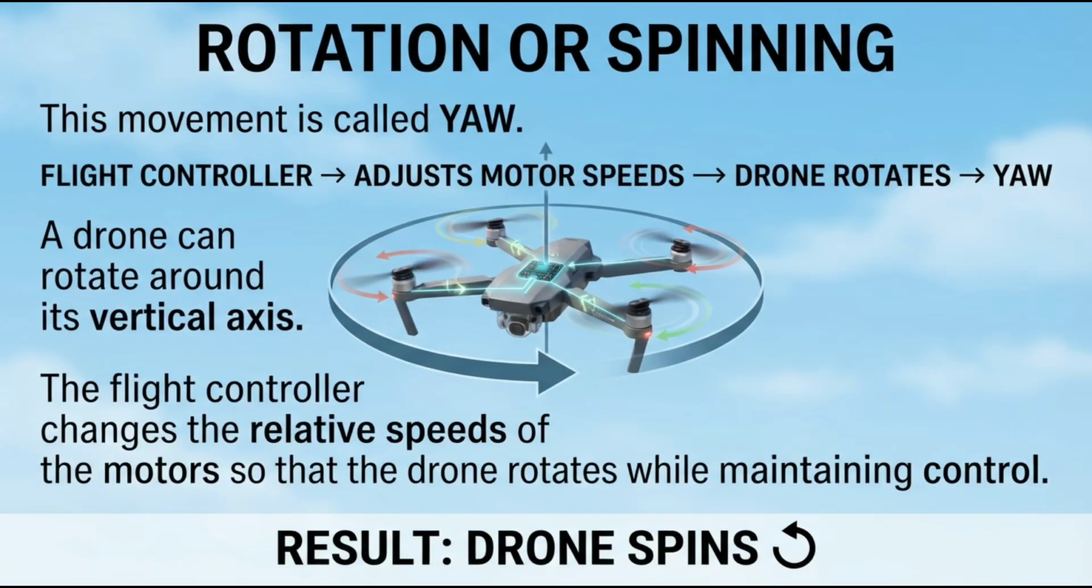Turning. What about turning? To change direction, the flight controller adjusts the speeds of different motors. The drone can tilt or rotate depending on the desired movement. And the result? Drone changes direction. Rotation or spinning. A drone can also rotate around its vertical axis. This movement is called yaw. The flight controller changes the relative speeds of the motors so that the drone rotates while maintaining control. And the result? Drone spins.